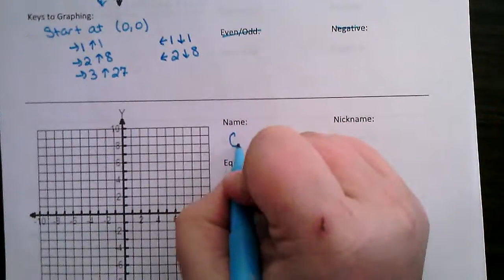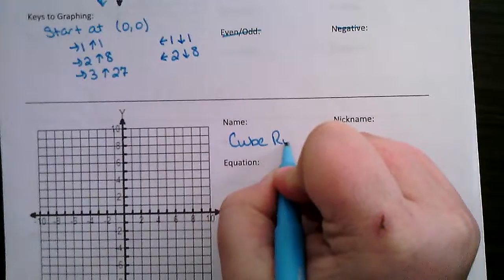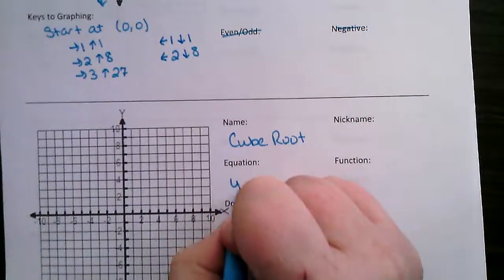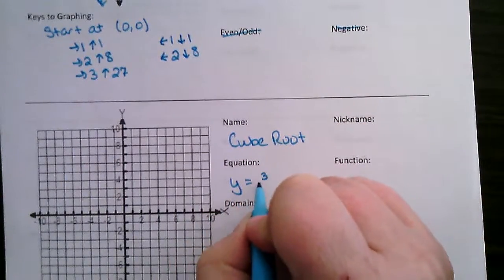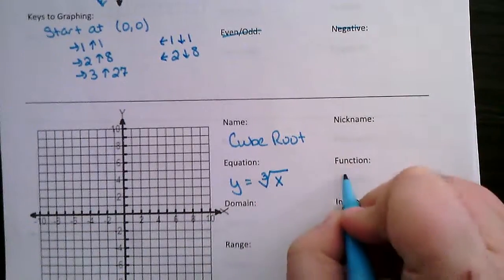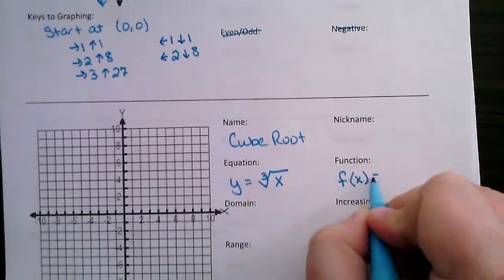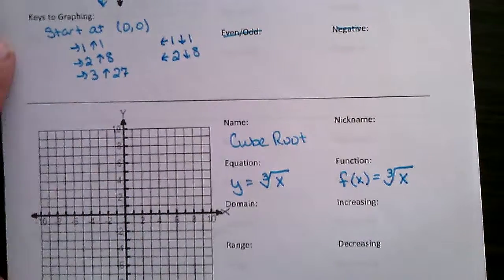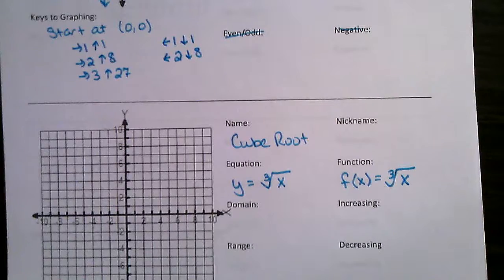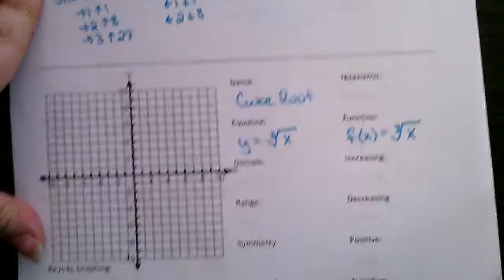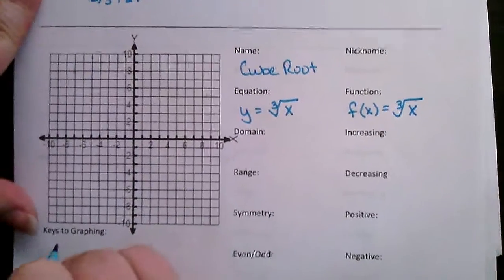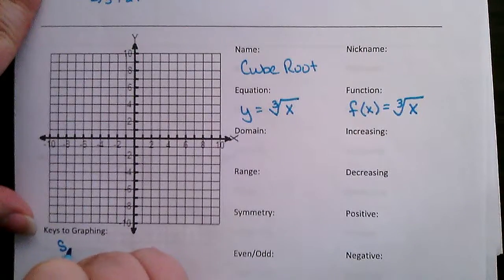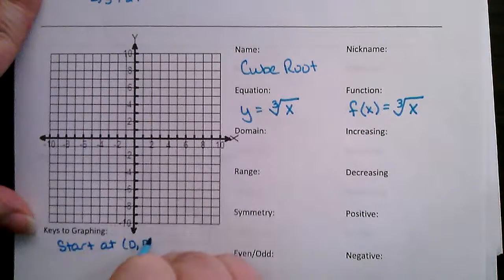Okay, so next one we're going to do is cube root. And its equation is y equals the cube root of x, with a 3 in the index. And its function notation is, again, the cube root of x. And remember how we talked about quadratic and square root, how they were inverses? Well, cube root is also an inverse of cubic. So we're going to start at 0, 0.